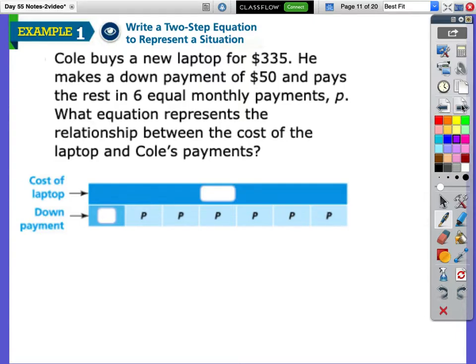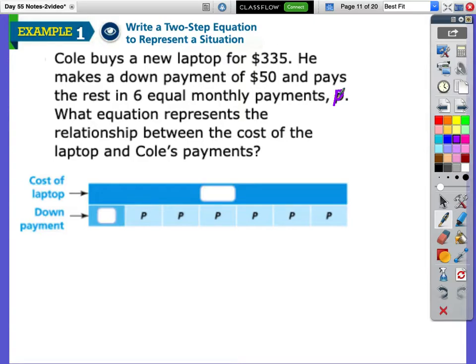All right, example 1. Write a two-step equation to represent a situation. Okay? It says, Cole buys a new laptop for $335. He makes a down payment of $50 and pays the rest in 6 equal monthly payments. And we're going to use P for the monthly payments. What equation represents the relationship between the cost of the laptop and Cole's payments?